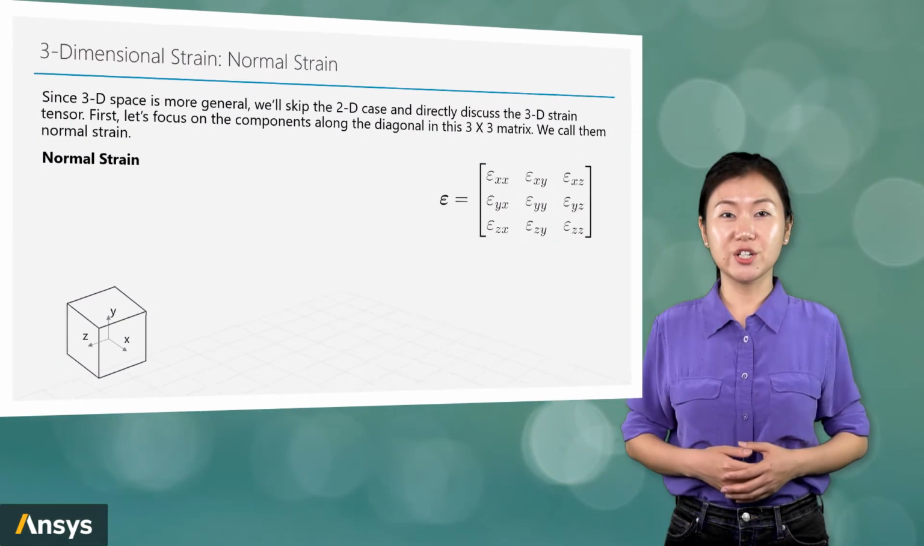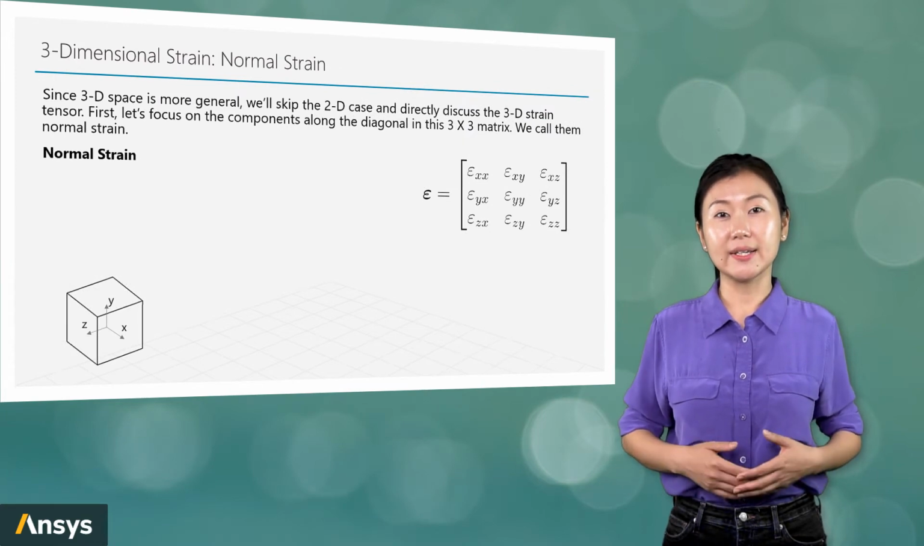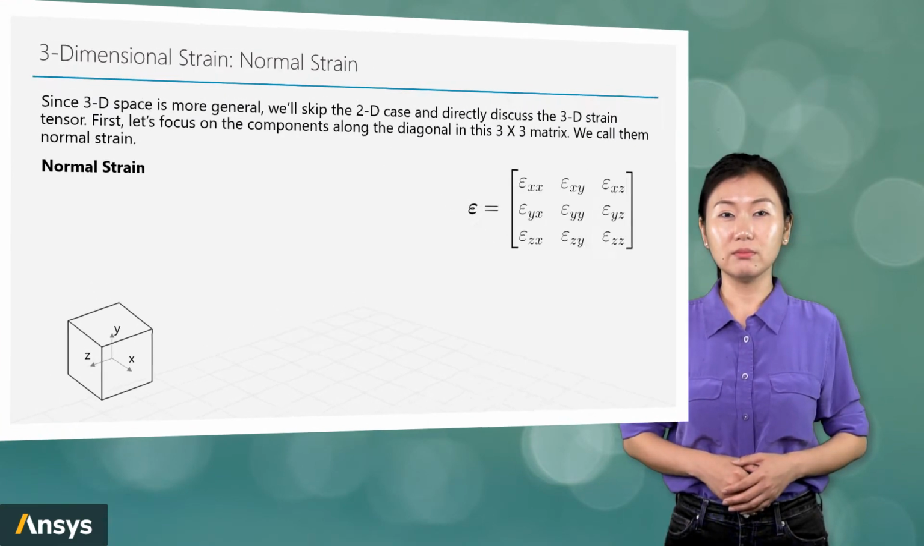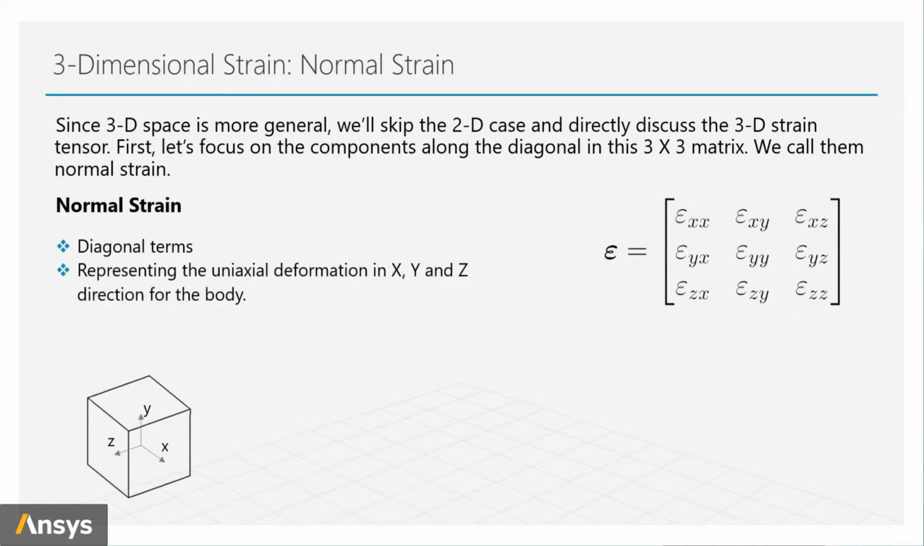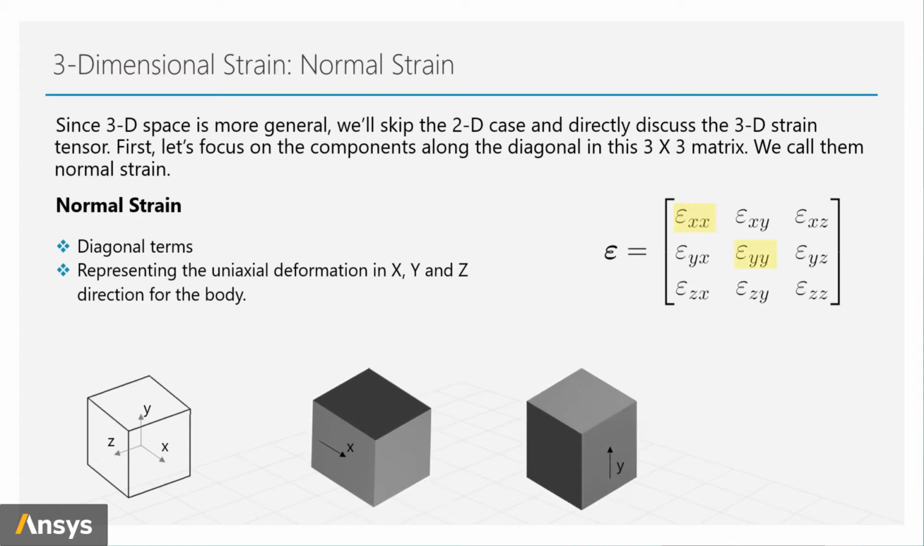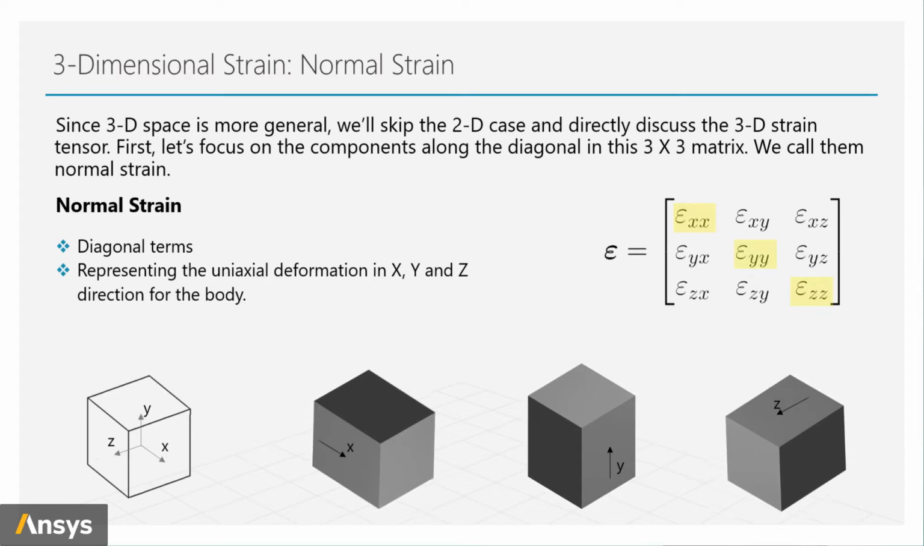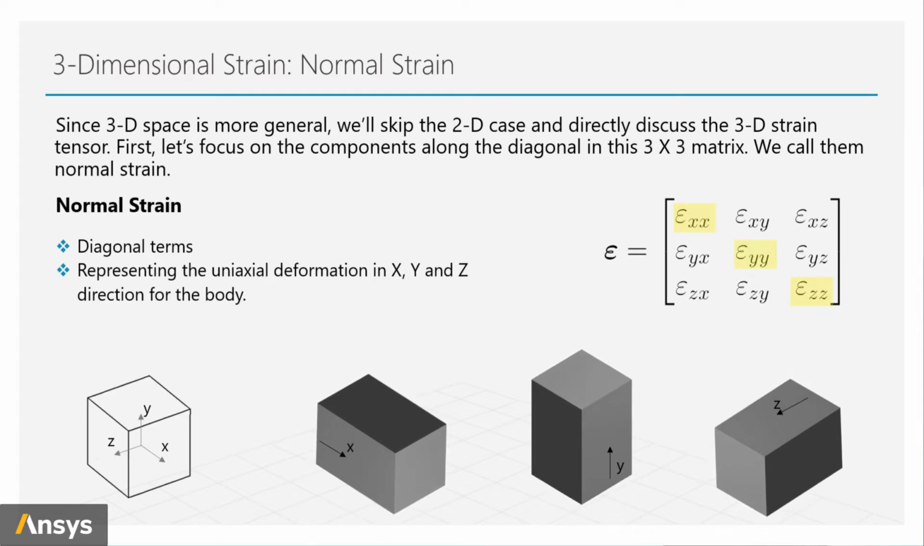Since 3D space is more general, we will skip the 2D case and directly discuss the 3D strain tensor. First of all, let's focus on the components along the diagonal in this 3x3 matrix. They're basically representing the uniaxial deformation in x, y, and z direction for the body. So the term epsilon xx can be called the normal strain in x direction, and it records the uniaxial deformation in x direction. Similarly, epsilon yy is normal strain in y direction, and epsilon zz is normal strain in z direction. That's it for the diagonal terms in this strain tensor.